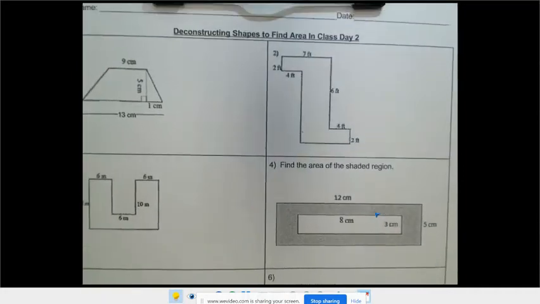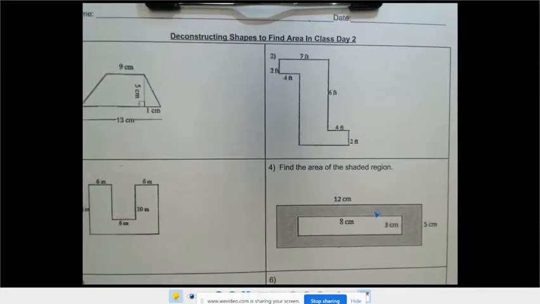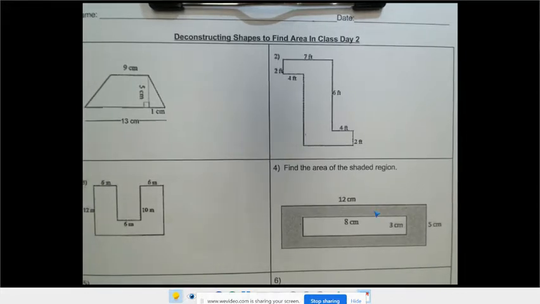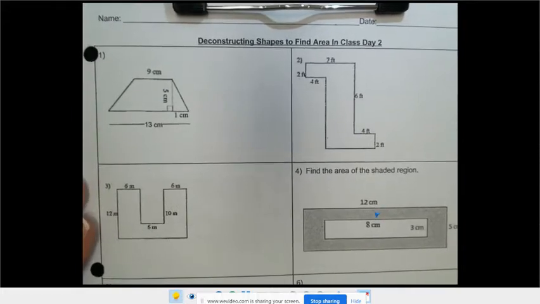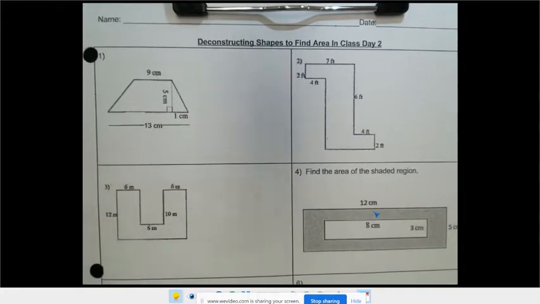Hey everyone, today we're going to talk about how to deconstruct shapes to find their area. So we're going to be looking at some different types of shapes. These are also called composite shapes. So the first one is more of a trapezoid type figure.